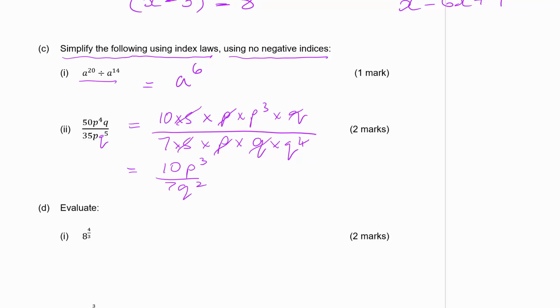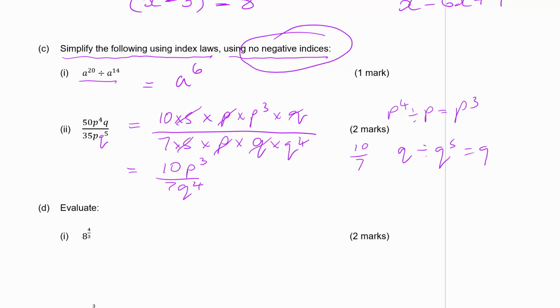Now in this situation, we didn't need to worry about the negative indices, but if you'd done this by doing 50 divided by 35 is 10 over 7, and then done the p to the 4 divided by p is equal to p cubed, that gives you the p cubed on the top. When you did the q divided by q to the 5, you'd have got q to the negative 4, and you need to know that's q to the 4 on the bottom.